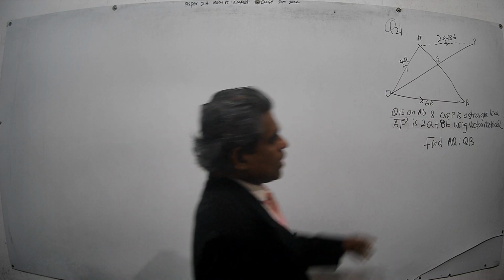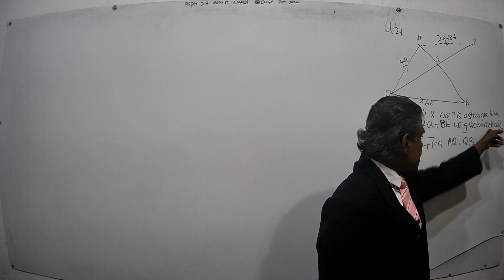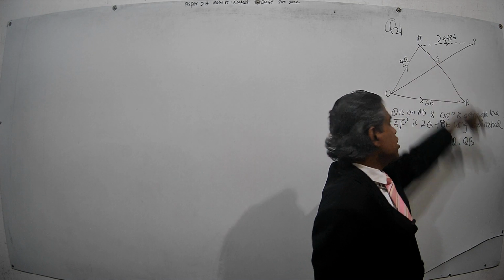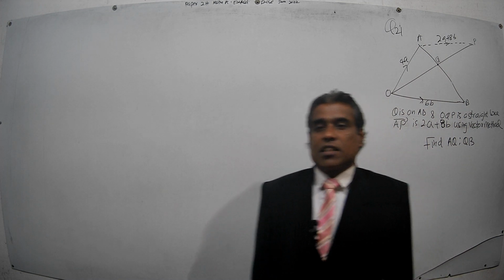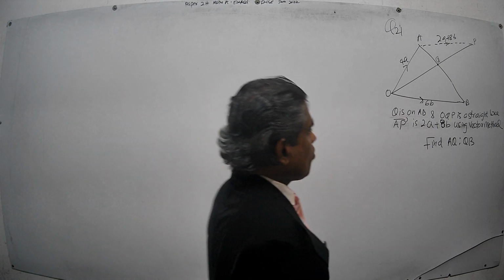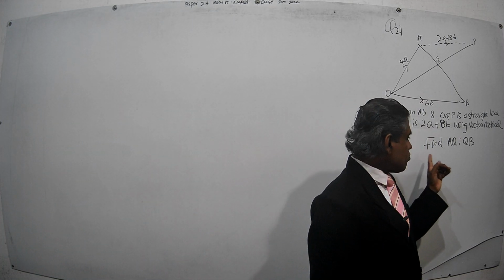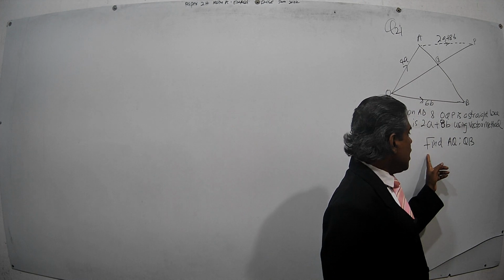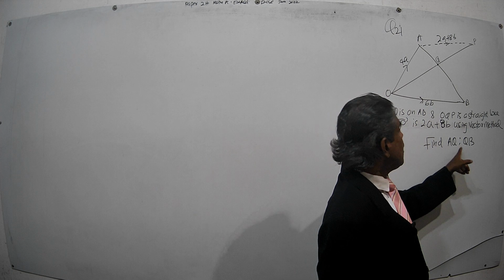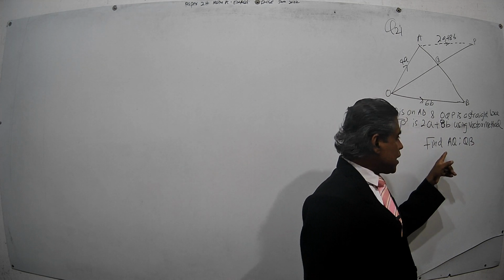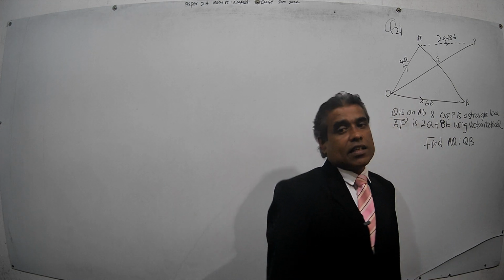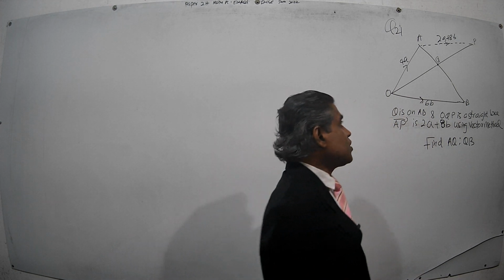Now they say, using the vector method, find AQ is to QB. Find the ratio AQ and QB. That is what is asked by using the vector method. Okay. Now to find the ratio of AQ is to QB by using the vector method, you have to find the vectors AQ and QB. That is what we have to do first.